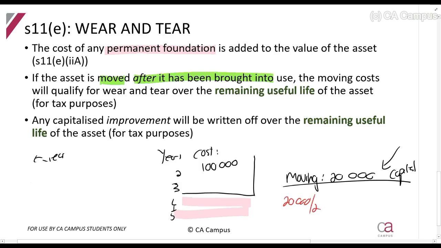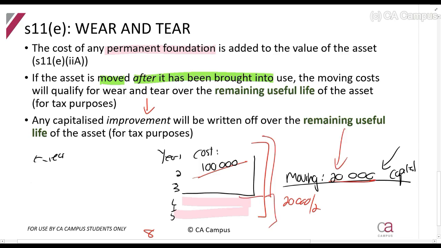If you moved it, let's say in year 8, after this asset has been fully written off, then you'll just claim the full 20,000 rands immediately. Same thing, guys, with a capitalized improvement. So you bought a machine for 100,000 rands. At the end of year 3, you put a new engine on the machine, for example. Right? So let's say it was a car and you put a new engine in it. That's a capital expense. You can claim it over the remaining useful life.